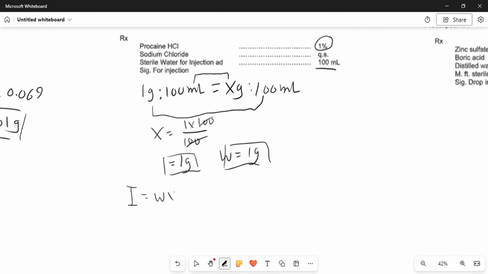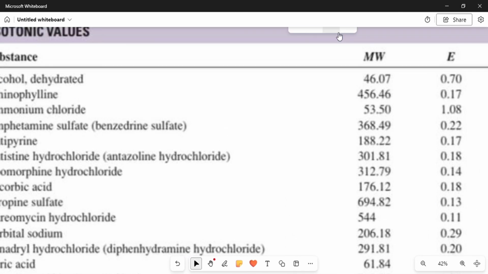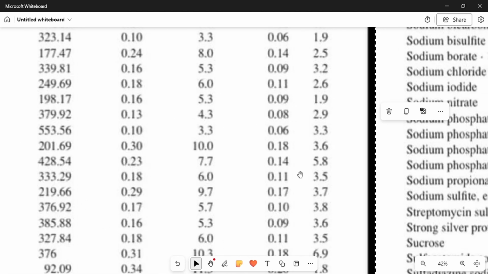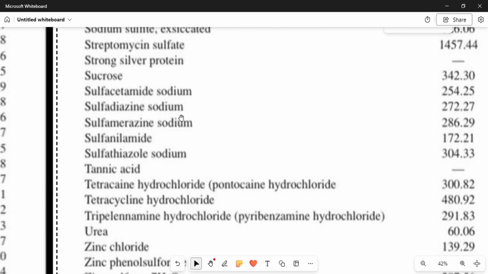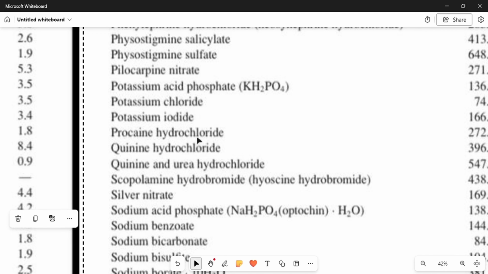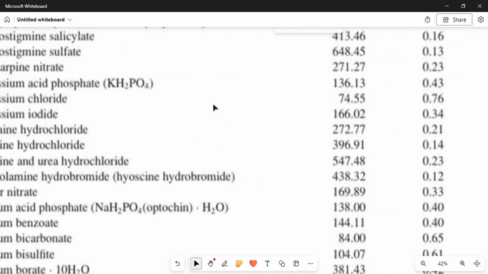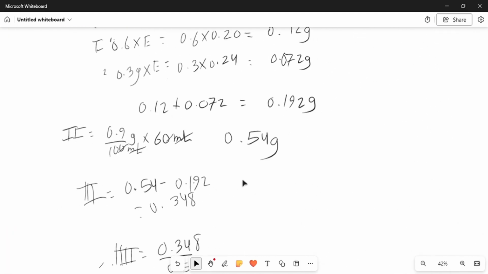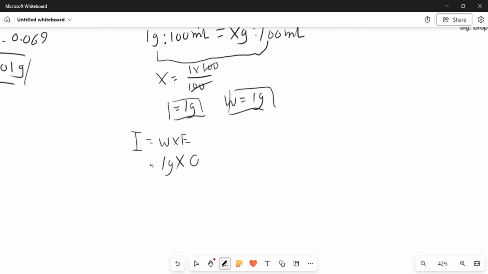So step 1 is the weight times the E value. The weight of procaine hydrochloride is 1 gram times the E value. Let's search for the E value. The E value for procaine hydrochloride, we'll find it here. Procaine hydrochloride is 0.21. So in order to calculate, we will yield 0.21 grams for multiplication. So that will be the answer for step 1.